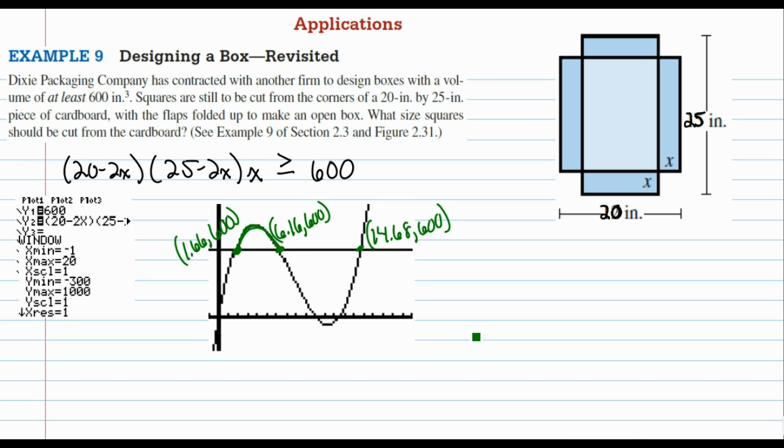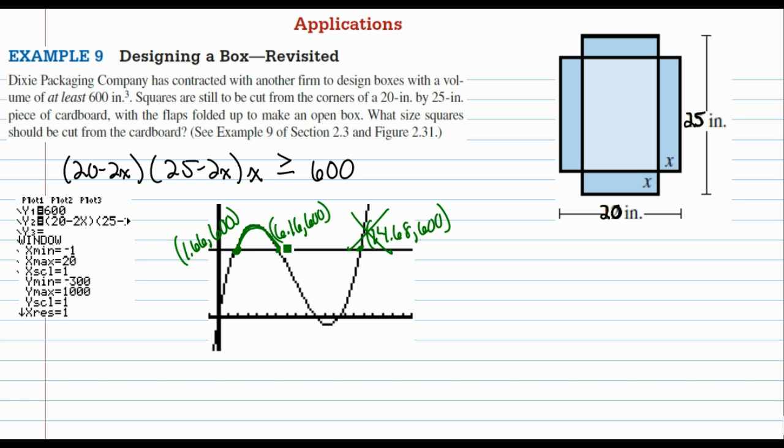So after finding my points of intersection, I can definitely see that this one is out. I cannot subtract 14.68 inches from each side of a 20-inch strip of cardboard, because I'd be taking out 28 inches from a 20-inch piece of cardboard. So this section that's above the line y equals 600 is out.